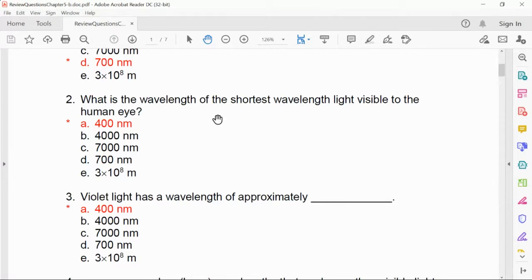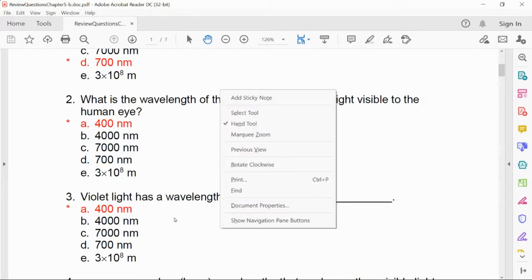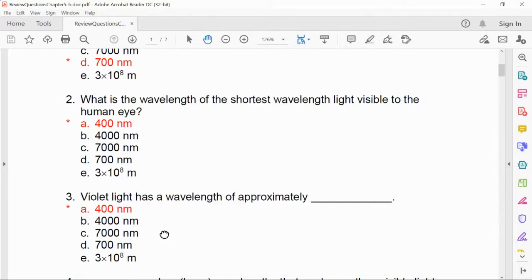The second question: what is the shortest wavelength visible to the human eye? It is 400 nanometers, or you can also say 4,000 angstroms. That's the visible range for the human eye, but there are other ranges in the electromagnetic spectrum, which are basically not visible to the eye.